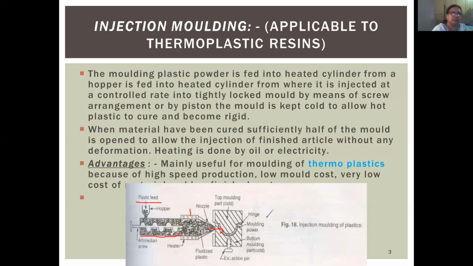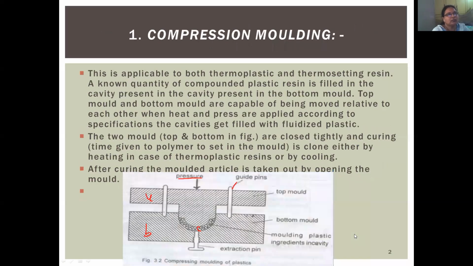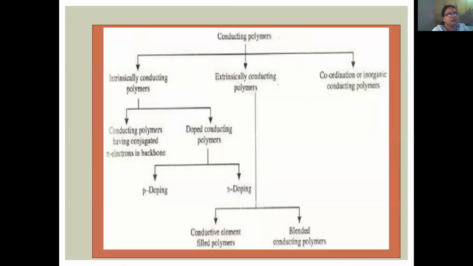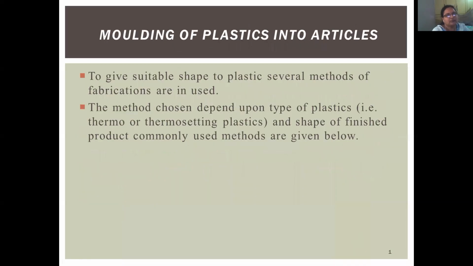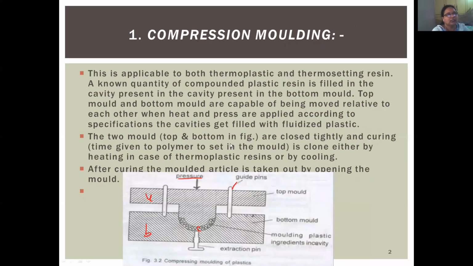So very easy to remember. Injection, as the word indicates, injection. So just remember this syringe type, and then it is fed into the cavity, where it is cooled, and then you will get the plastic material out of it. So these two are the main fabrication techniques used in plastic materials. That is compression molding and then injection molding.